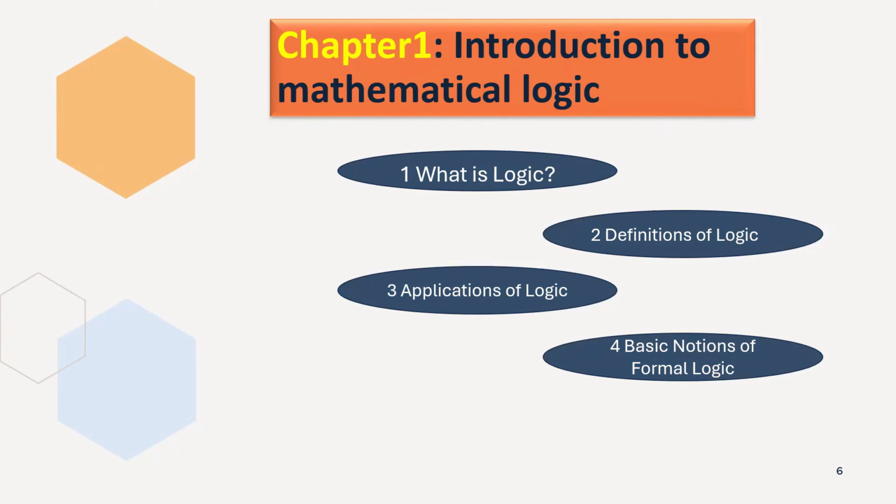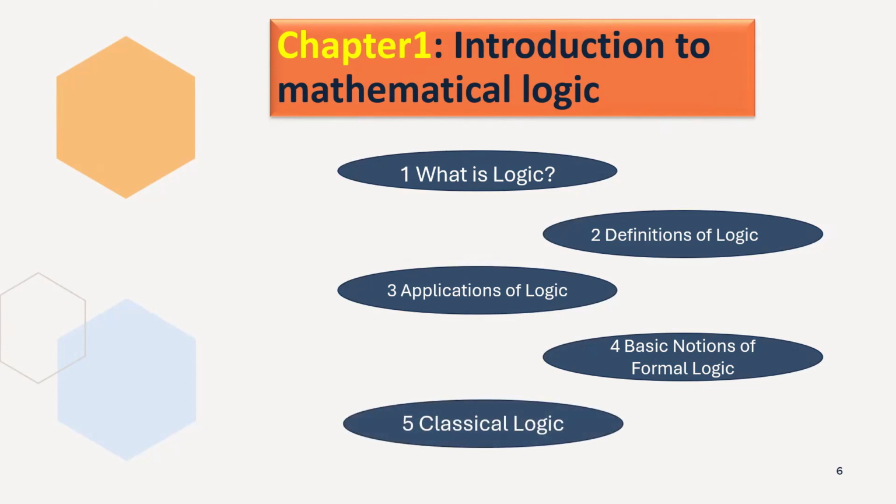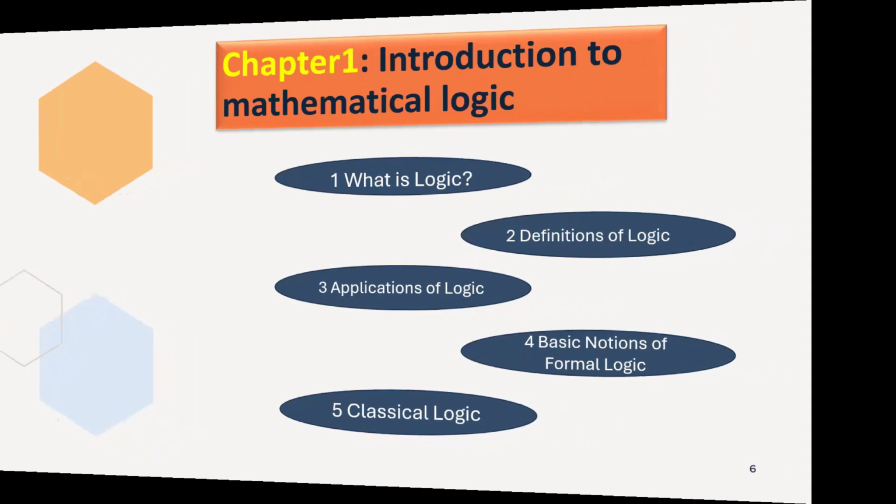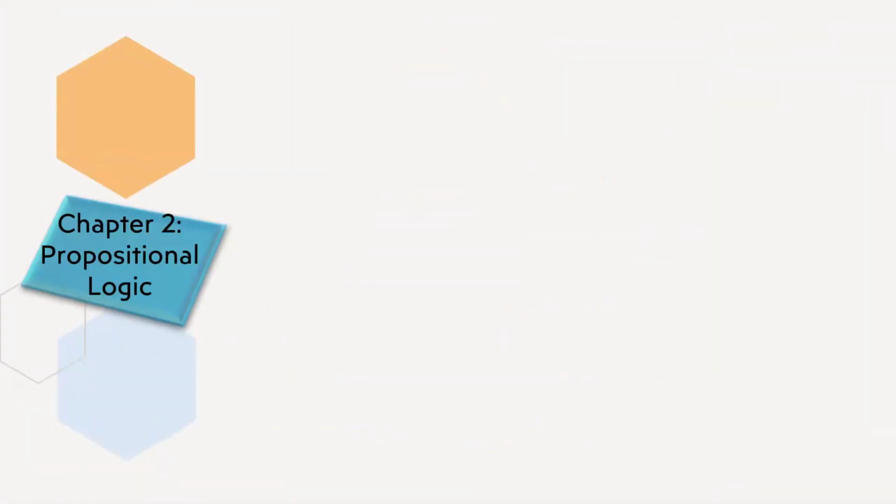In this section, we introduce basic notions of any formal logic system, such as language, syntax, and semantics. Finally, we will introduce classical logic. It mainly includes two branches, propositional logic and predicate logic, and both will be the central focus of this course. We move on to Chapter 2, titled Propositional Logic, which we'll study over 6 weeks.